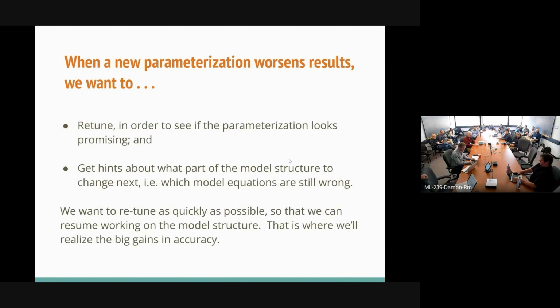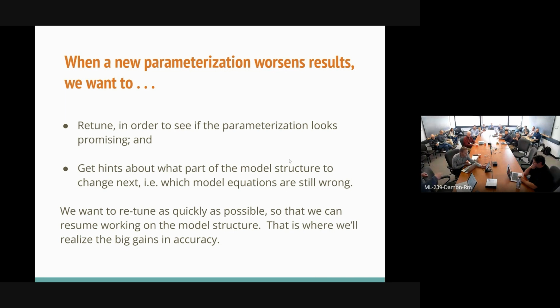I'd argue we want to do two things. First thing is we want to retune. The reason we want to retune is to see if the new parameterization looks promising. Ultimately, we want the new parameterization to outperform the old one, and it's not always clear whether that will happen. If we quickly retune and it has promise, then we might want to get hints about what part of the model structure to change next.